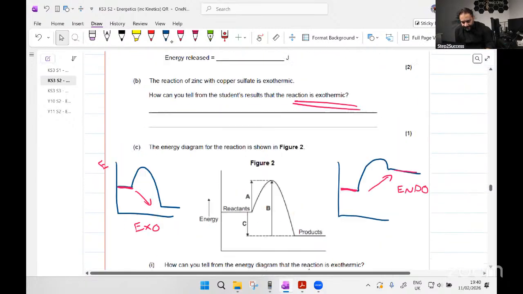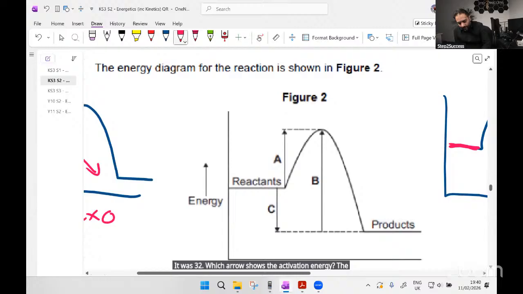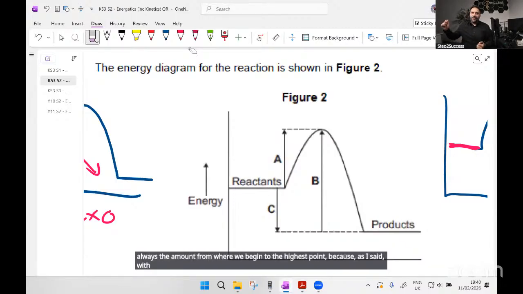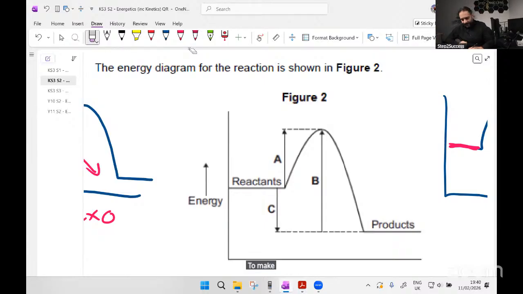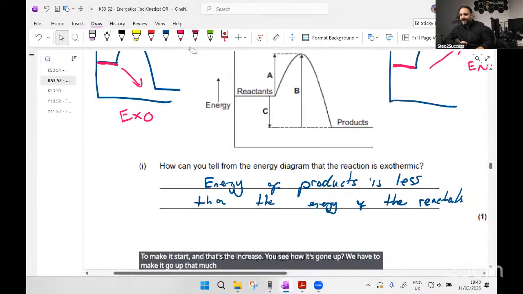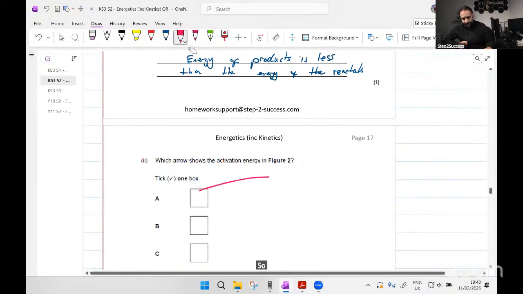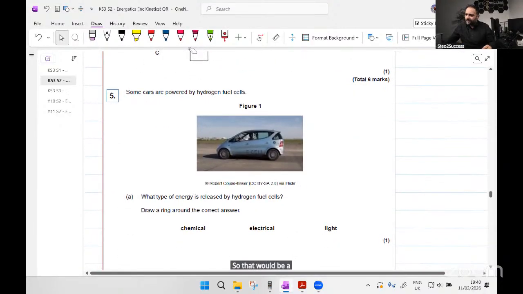Which arrow shows the activation energy? The activation energy is always the amount from where we begin to the highest point. Because, as I said with the striking the match example, in any chemical reaction we often have to increase the energy to begin with to make it start. And that's the increase. You see how it's gone up? We have to make it go up that much. That's called the activation energy, like the energy needed to activate it. So that would be A. And that's it, isn't it?